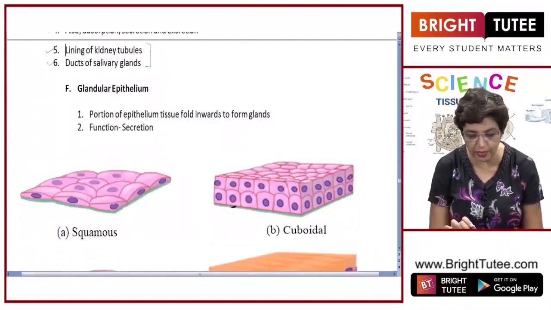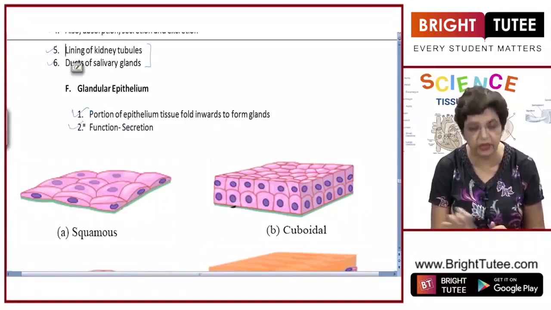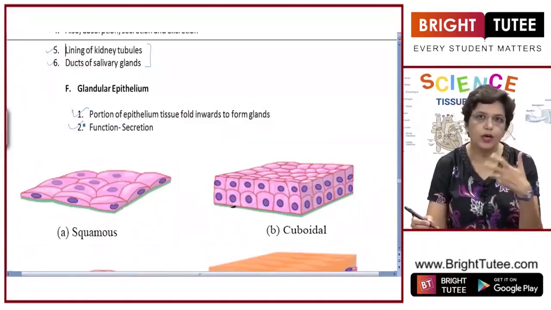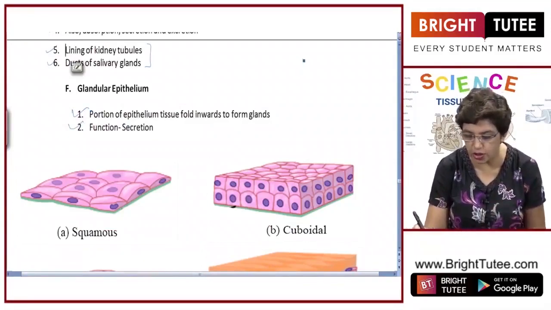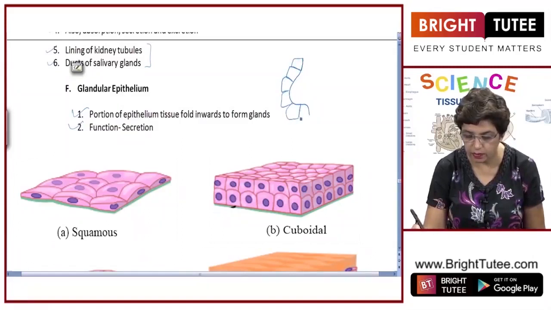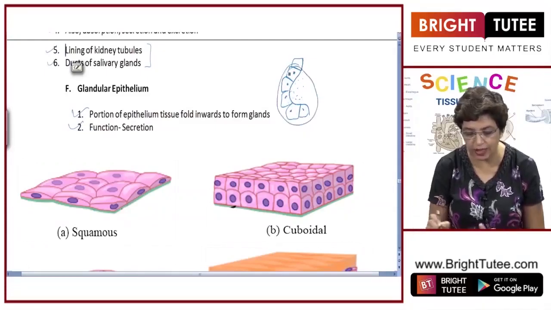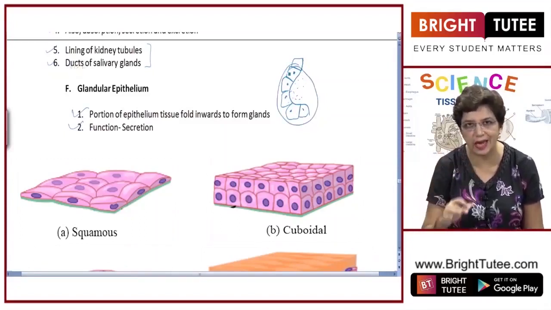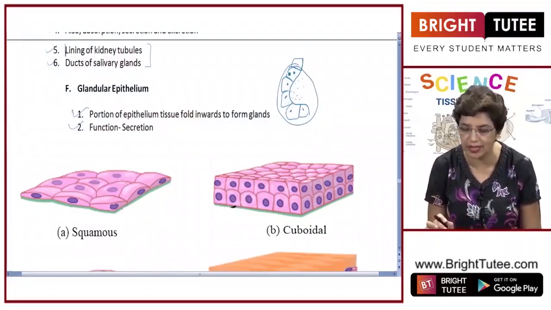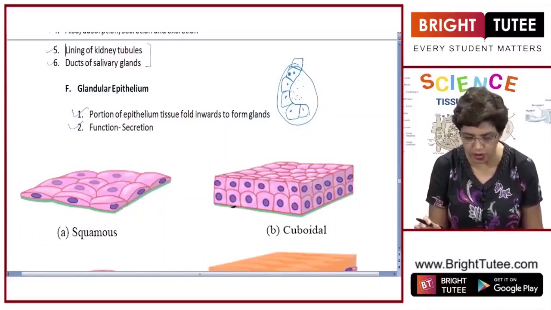Next is glandular epithelium. Sometimes a portion of epithelium tissue folds inwards to form a gland and they secrete certain hormones or other such secretions. So suppose this is the lining, there is an inward fold and cells are arranged like this. So these cells secrete certain chemicals outside them. So such cells will form the glandular epithelium, especially in the inner lining of the stomach or inner lining of the small intestine where they secrete digestive juices.